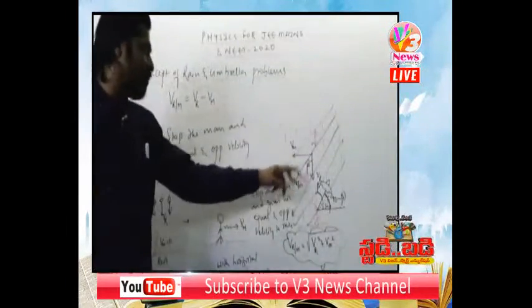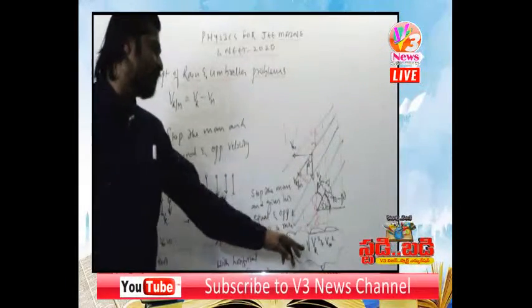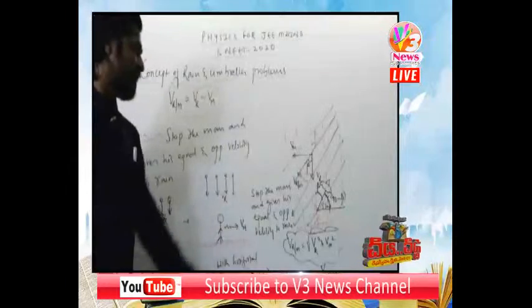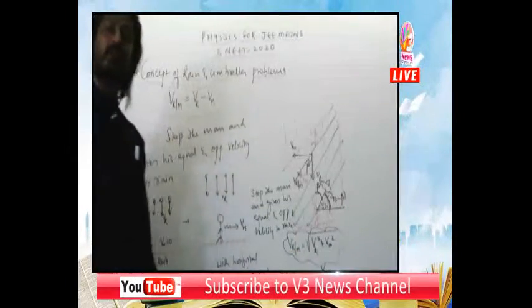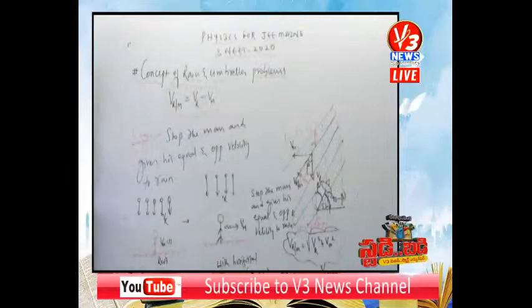Now if we apply the parallelogram law of vector addition, the velocity of rain with respect to the man is equal to the square root of Vr squared plus Vm squared. So tan beta is equal to Vm by Vr, or beta is equal to tan inverse of Vm divided by Vr.